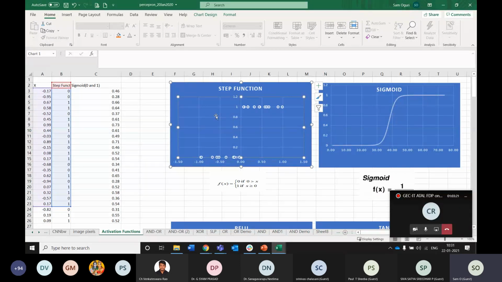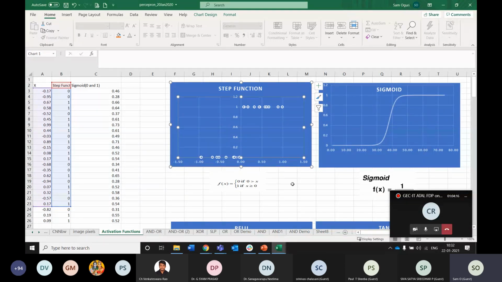Am I clear? The basic step function takes a value as an input, and if the input is greater than 0, it gives a value of 1. That means it is a positive response. And if the value is less than 0, it gives an output of 0. In other words, you can consider the step function a binary type of function. The output is always either 1 or 0. So that's what the step function means: 0 if it is less than 0, and 1 if it is greater than or equal to 0. Then we have the sigmoid function.